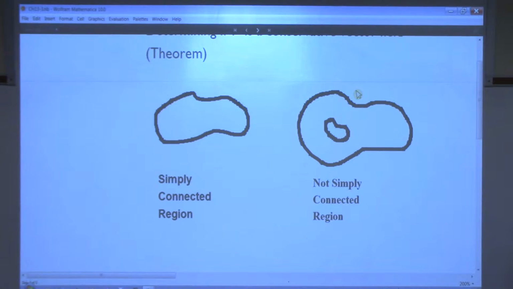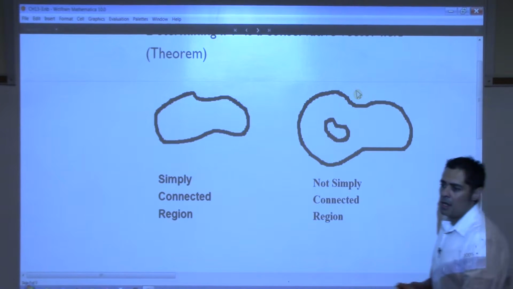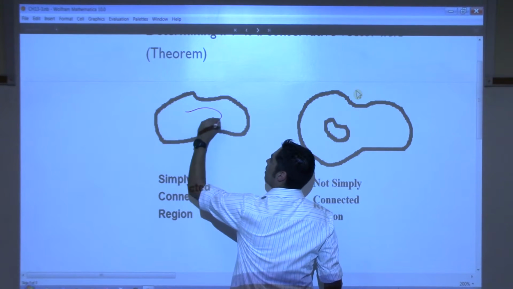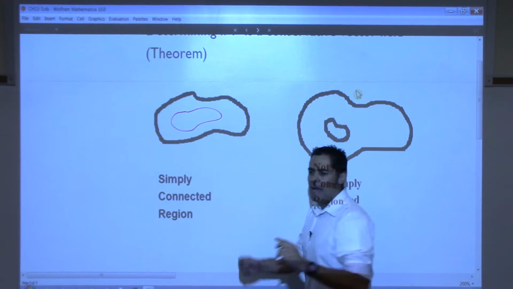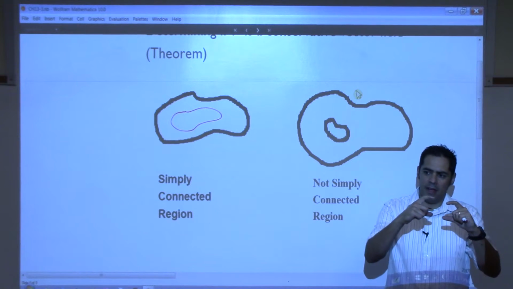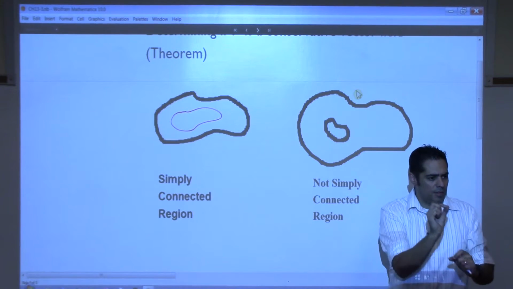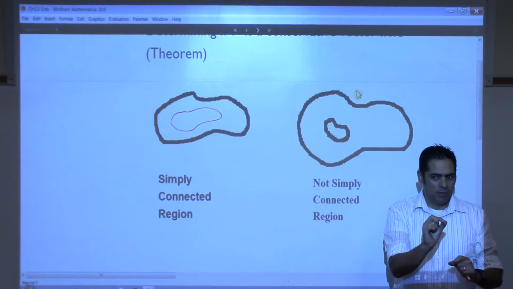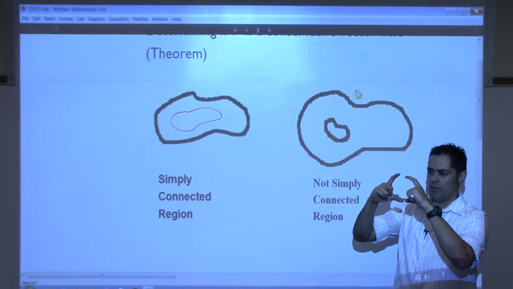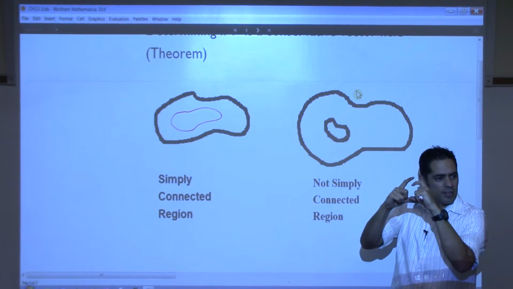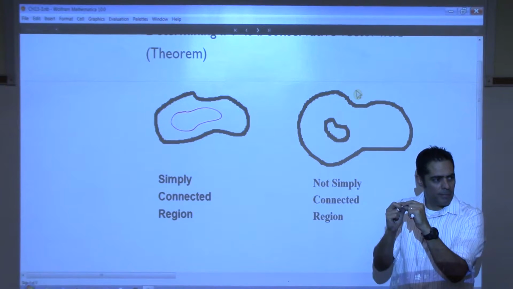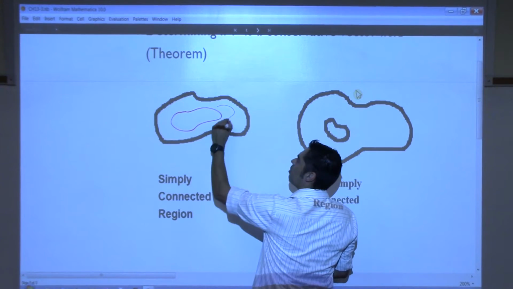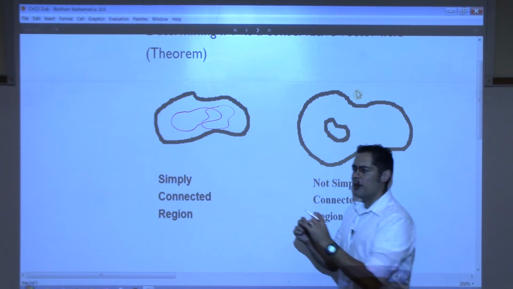One way to think about simply connected is this. If you draw any closed curve in here, imagine taking that curve and shrinking it down. Could you shrink it down to a single point? Think of it almost like a circle. If you just get a circle and start changing the radius, let the radius go to 0, won't it go down to 1 point? Yes? If I take any closed curve in here and I start shrinking it down, I can shrink it to 1 point.